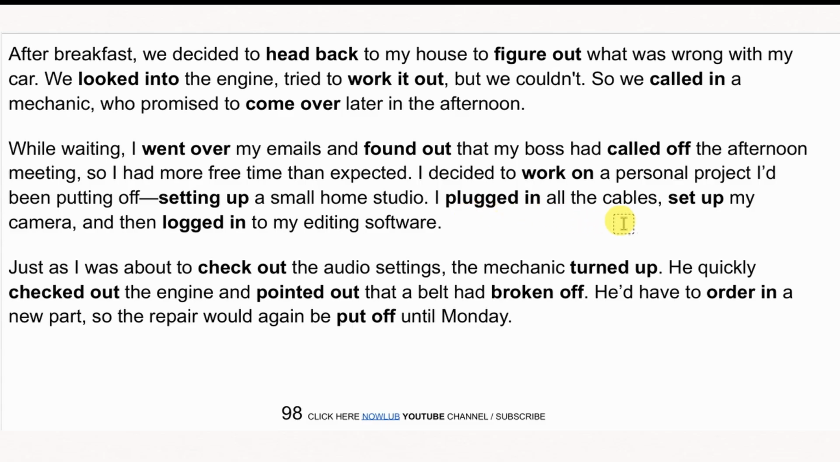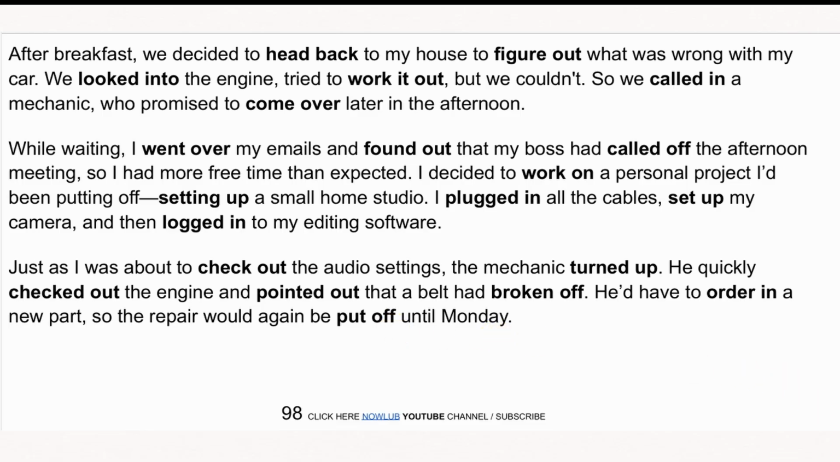I plugged in all the cables, set up my camera, and then logged in to my editing software. Just as I was about to check out the audio settings, the mechanic turned up. He quickly checked out the engine and pointed out that a belt had broken off. He'd have to order in a new part so the repair would again be put off until Monday.